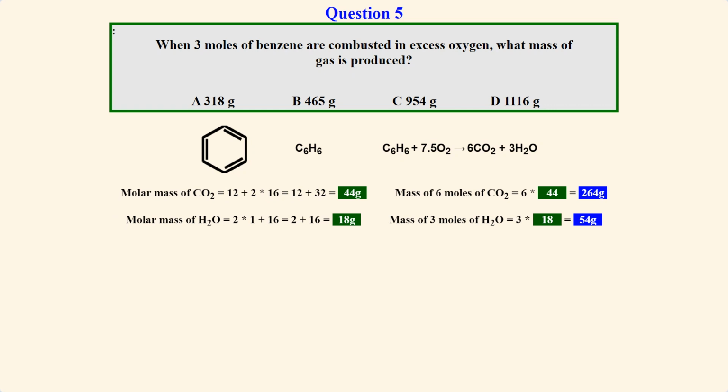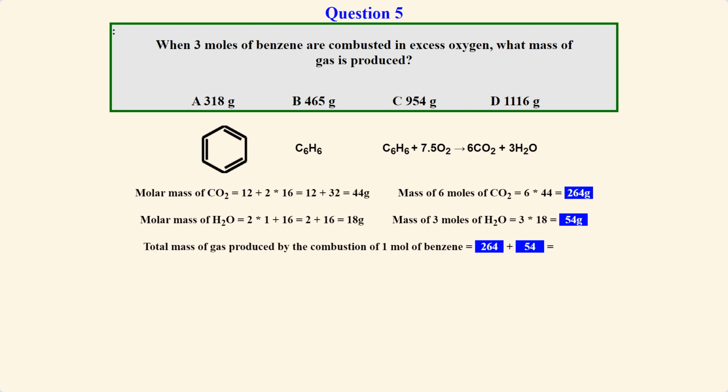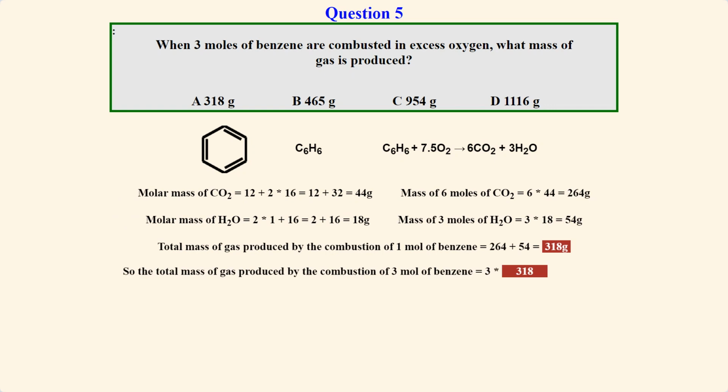So therefore the total mass of gas that we get there is 264 plus 54, which is 318 grams. And that will be when we combust 1 mole of benzene, as we see from the equation. But the question says we've got 3 moles of benzene. So clearly we've got to multiply that figure by 3, giving us 954. Answer C.